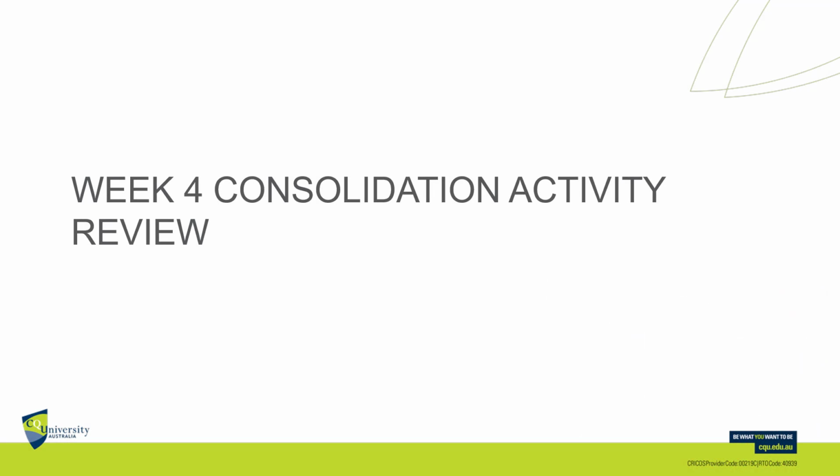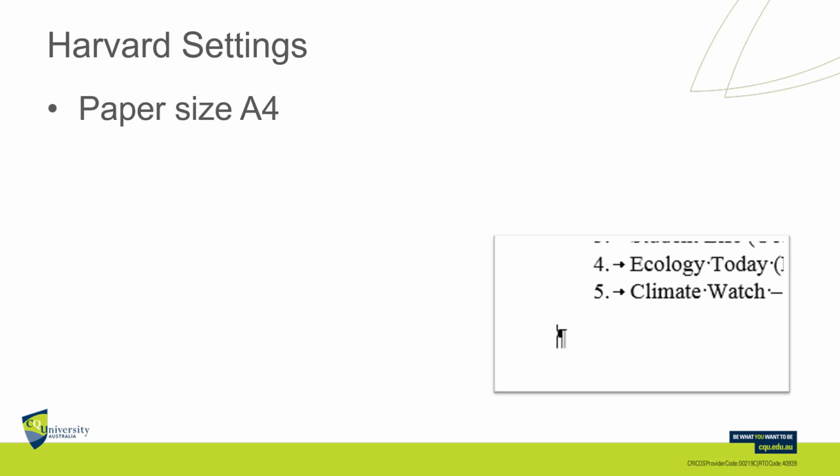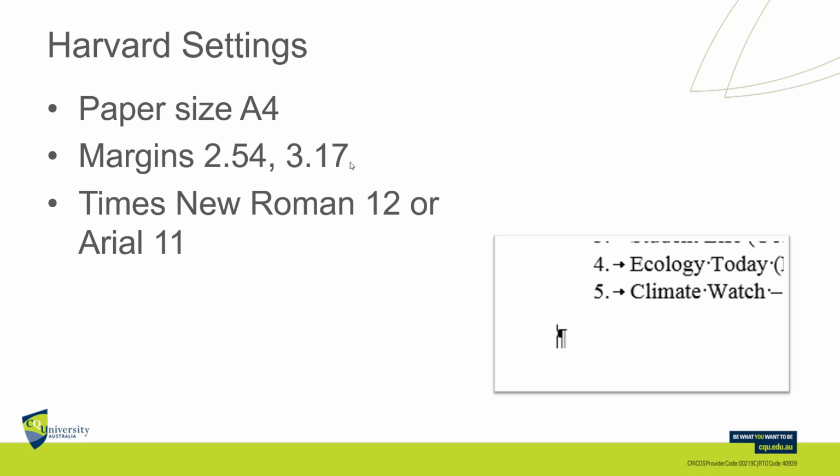Now, just a quick look at the week 4 consolidation activity. Paper size is A4. That is the Australian size. Make sure you always go in and check. This will not just be set by default. Margins should be 2.54 top and bottom, 3.17 left and right. Again, check that they're set right.